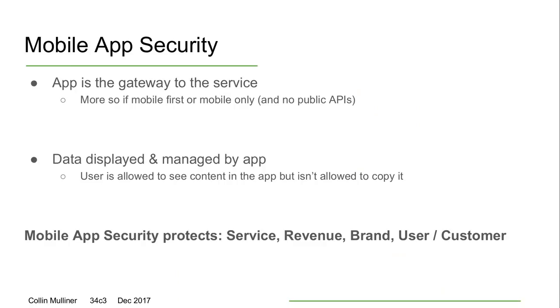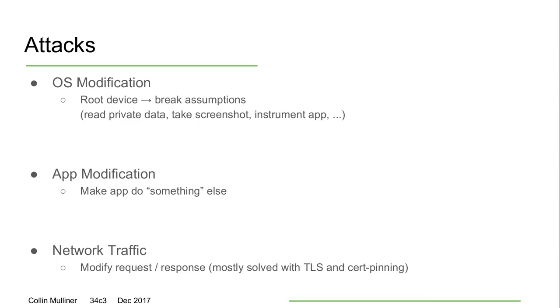their service. So mobile app security is really interesting, because these days a mobile app is really just the gateway to the backend service. And these days, there are a lot of online services which are basically mobile only, or at least mobile first. If you think about something like Snapchat, they don't even have a website or anything. And app security is also about basically controlling data. So displaying data, managing data by the app, and making sure somebody is not allowed to copy out data that is managed by the app. And altogether, mobile app security is really about protecting your service, your revenue, your brand, and hopefully your customer or the consumer.